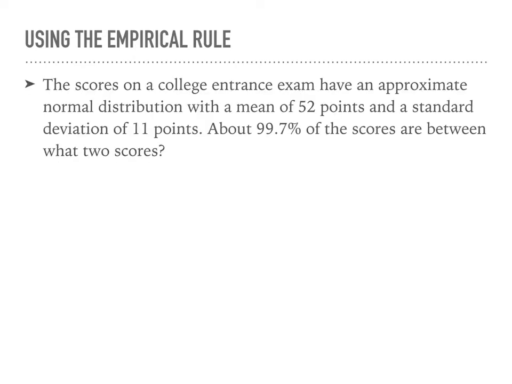Let's use the empirical rule a little bit more. The scores on a college entrance exam have an approximate normal distribution with a mean of 52 points and a standard deviation of 11 points. About 99.7% of the scores are between what two scores?